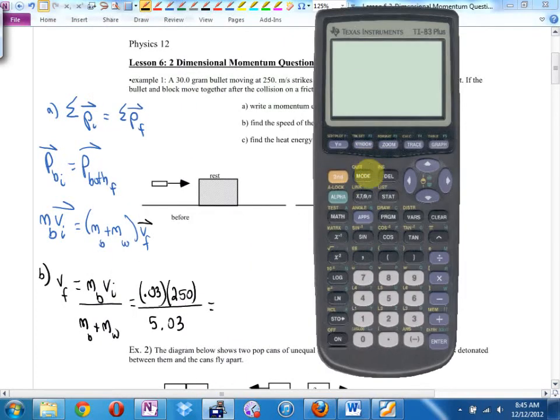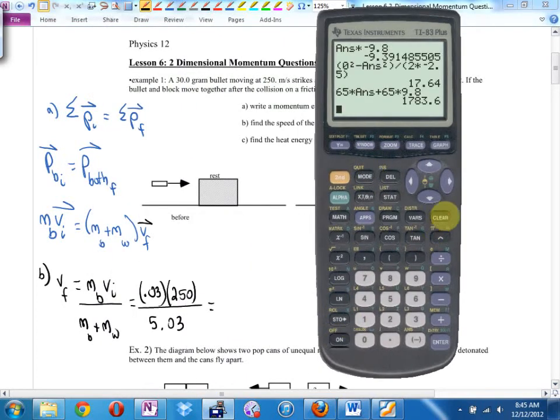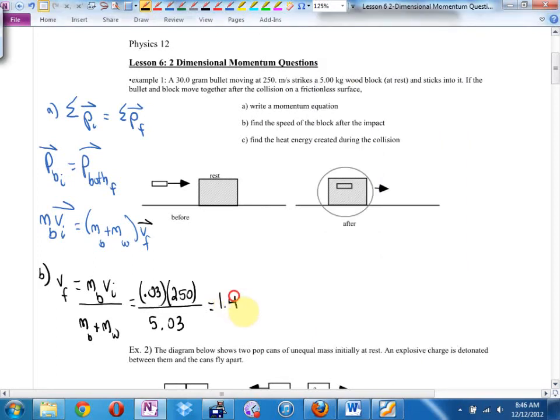Okay, we'll keep that on my calculator because part C, anytime there's a part C, I assume I'm going to be using something from part B, and I've clued in on that, right? 0.03 times 250, divided by 5.03. 1.49, I'll probably use 1.491 later on. So 1.49 meters per second.